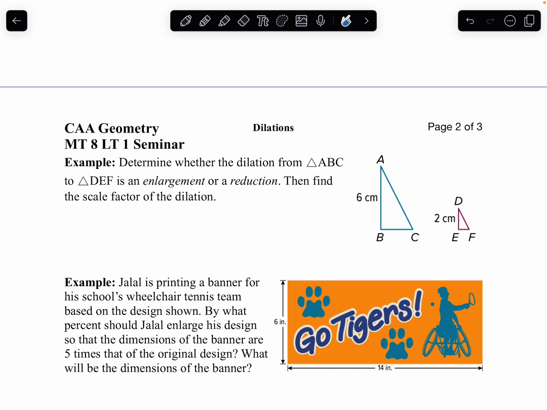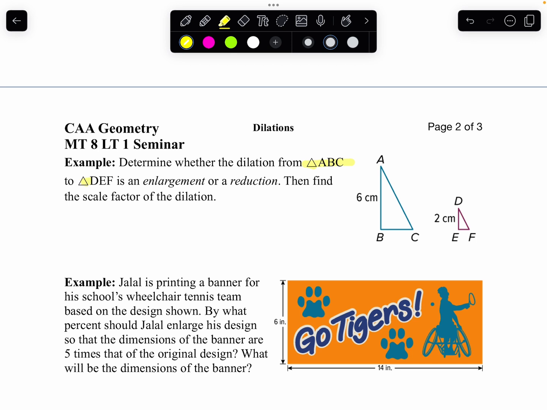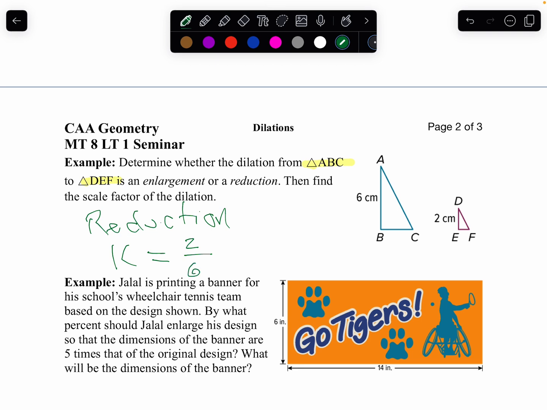So if we take a look at our first example here, notice the direction. I'm going to go from triangle ABC to DEF. I'm going to start at ABC and become DEF. Notice that is going to be a reduction. Reduction means it's smaller. Now to find my scale factor, I take my image, which is 2, which is DE, and I divide that by the corresponding length in triangle ABC, which is 6. So 2 is to 6, so we get 1 to 3 as the scale factor of our dilation.